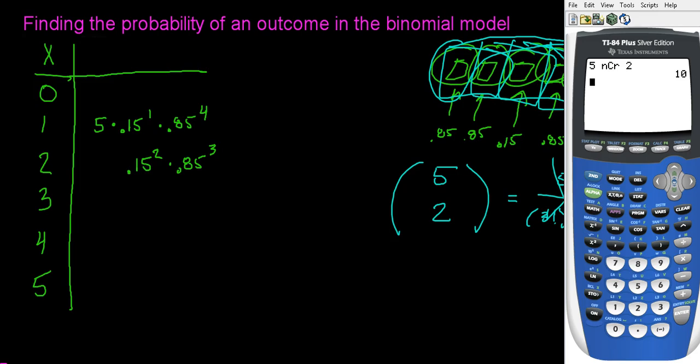Let me go back to the previous problem, what we just did. We did 5, and we wanted to say, let's choose one of them to be defective.